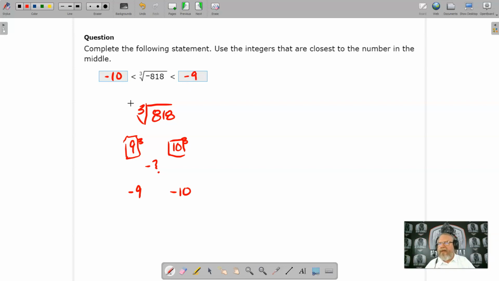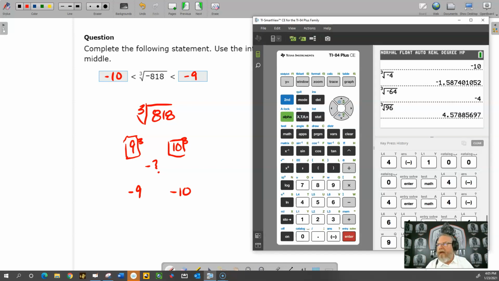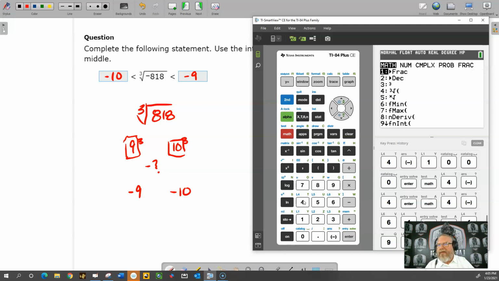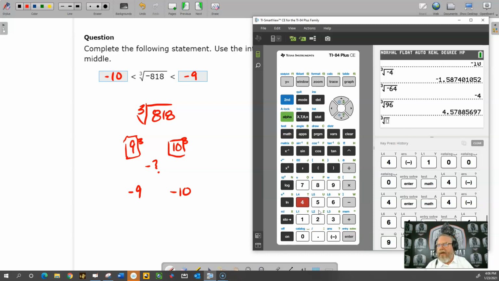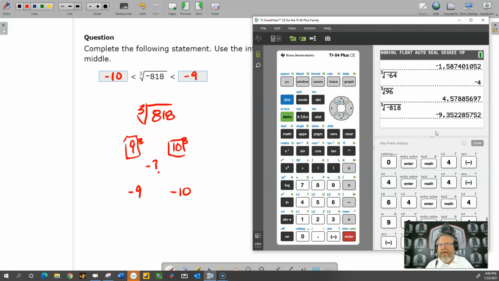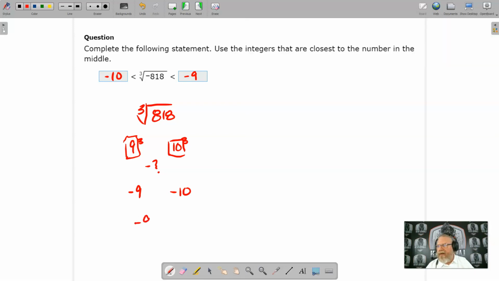Now, another way of doing this would be to use the calculator. I'm going to grab my calculator here, and we're going to look for the cubed root of negative 818. So go to math, number 4 for cubed roots, and put in negative 818. Hit enter, and that gives us negative 9.35.